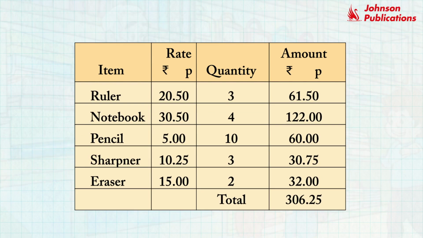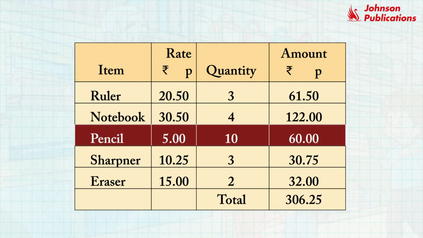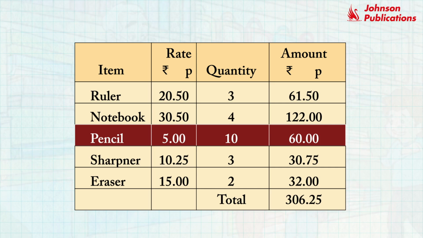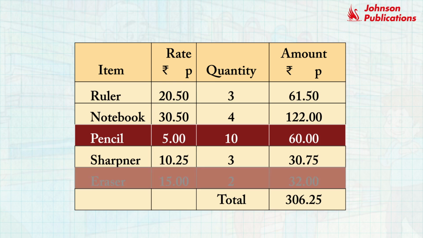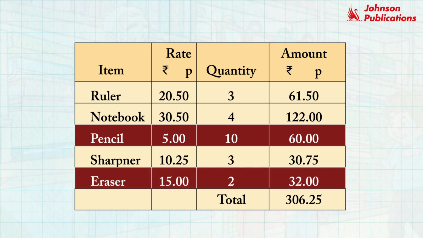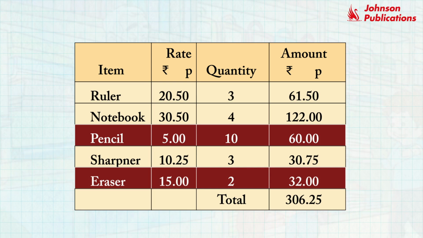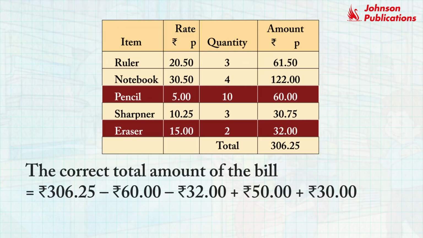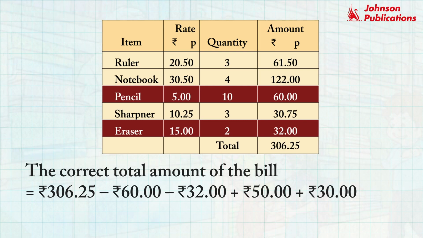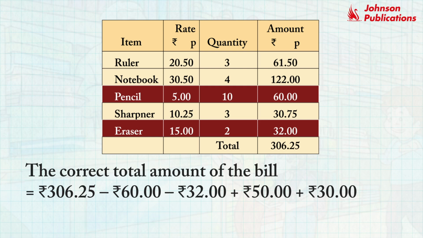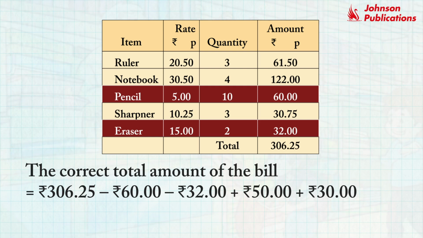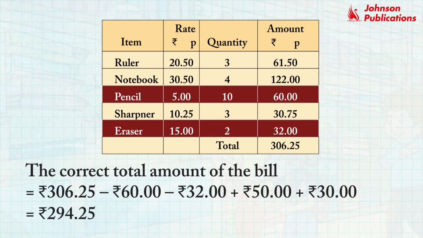On checking the bill, she finds that the total amount of pencils written in the bill is rupees 60, but the correct amount is rupees 5 into 10 equals rupees 50. The total amount of erasers written in the bill is rupees 32, but the correct amount is rupees 15 into 2 is equal to rupees 30. Hence, the correct total amount of the bill equals rupees 306.25 minus rupees 60 minus rupees 32 plus rupees 50 plus rupees 30 equals rupees 294.25.